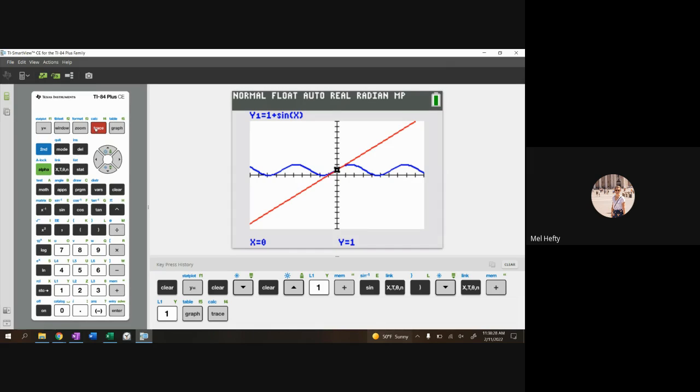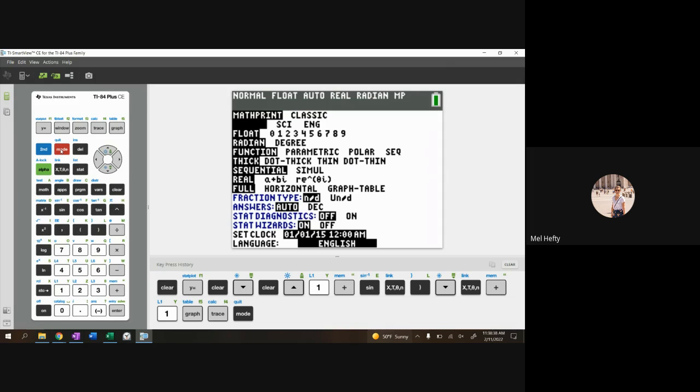Oh, sorry, you're just looking. What's up? So I tried graphing the 1 plus sine x, and it's really, really flat? Can you go to mode and make sure you're in radians? If your graph is ever really flat and you don't think it should be, check that you're in radians.